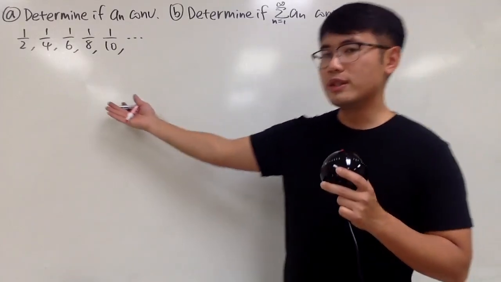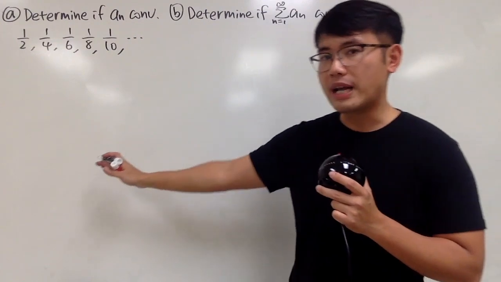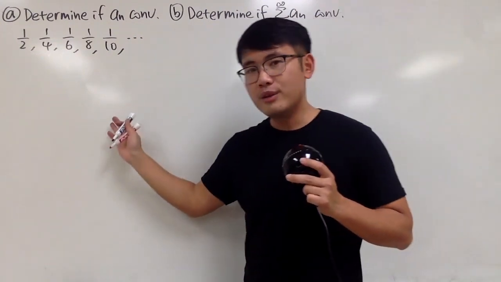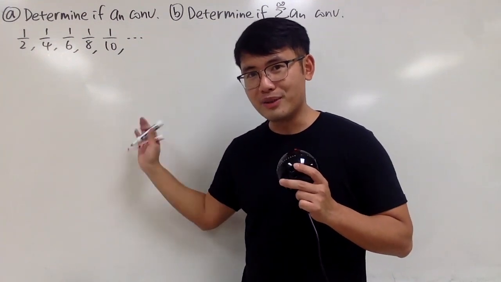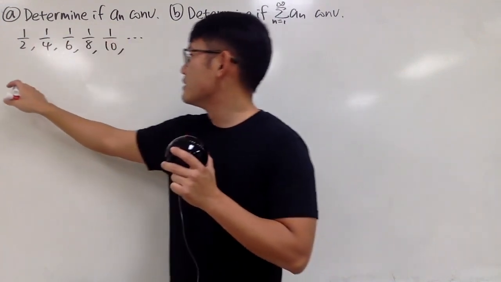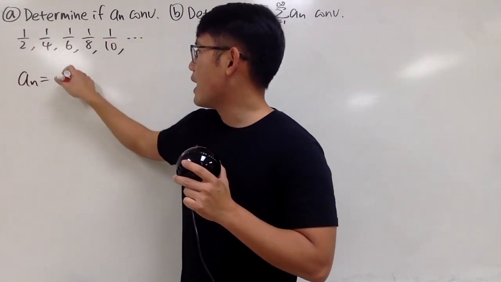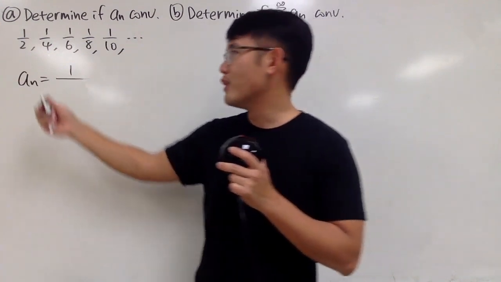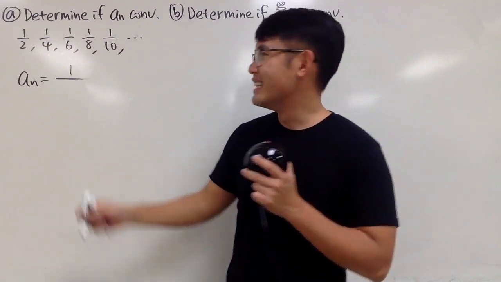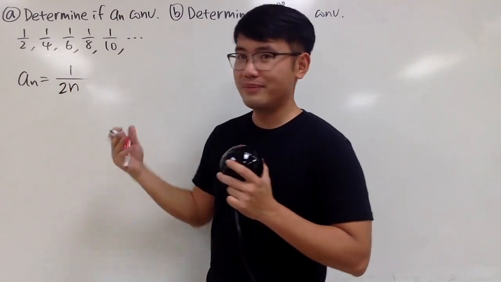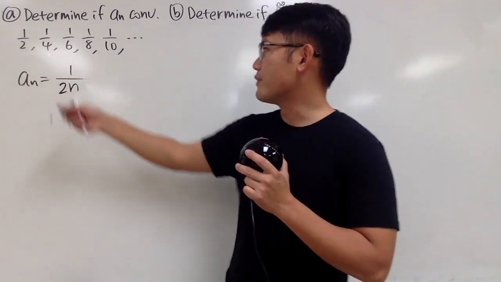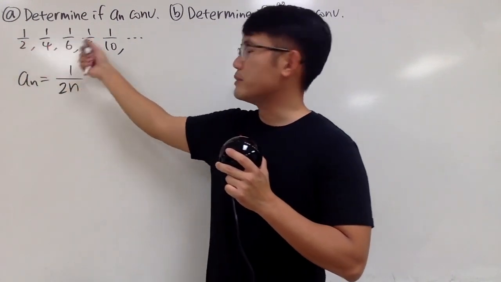Okay, we're given this sequence, and we'll see if this converges or not, and then we'll see if the series of an converges or not. As usual, let's find an explicit formula for this first. Notice that we have 1 on the top, so that's nice. So we know an equals 1 over something on the bottom: 2, 4, 6, 8, 10, and so on. They are just all the even numbers, so this is just 2n. And in our situation, n starts with 1, so you have 2 times 1, 2 times 2, 2 times 3, and so on.